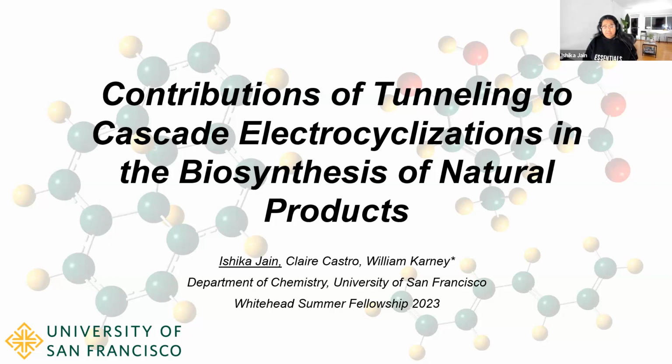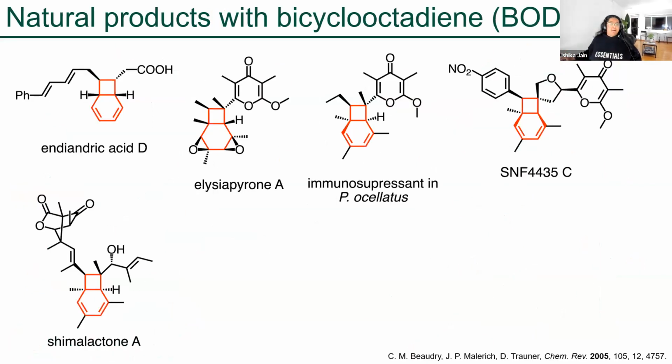I'm here to talk about quantum chemistry and organic reactions, specifically how this really crazy phenomenon called quantum tunneling plays a role in cascade reactions and making natural products. There are a lot of natural products that include this really specific structure called a bicyclooctadiene, highlighted in red here, or BOD as we like to call it. These natural products are found in a lot of things, such as organisms in the ocean, on Earth, and even in ourselves. So they have very widespread application, right?